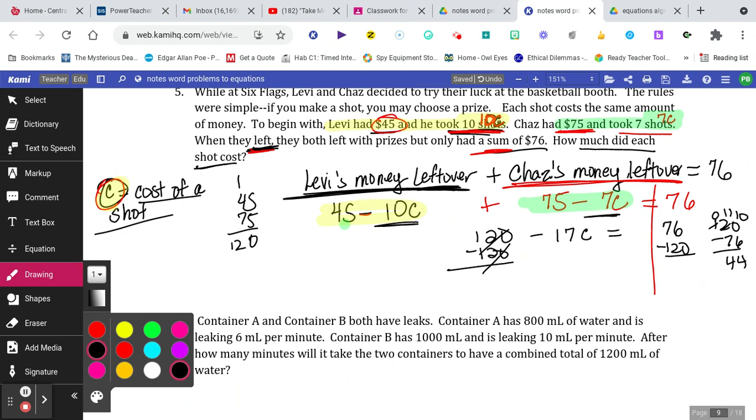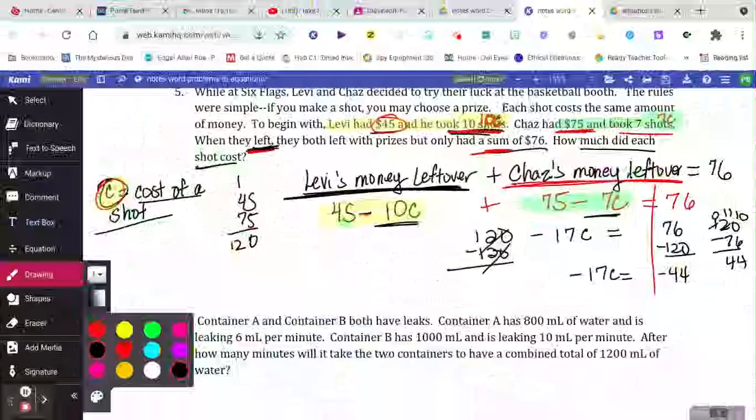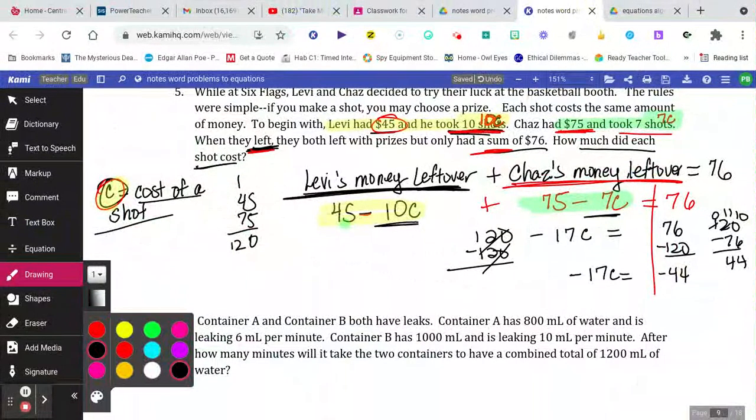All right, so we have negative 17C equals negative 44. And something is definitely wrong. Maybe this was a bad problem. Okay, hold on, guys. 44 divided by 17. Okay. Oh, we're doing the cost of the shot. Never mind, it's not a bad problem. I'm not talking about the number of shots. I'm just talking about the cost.